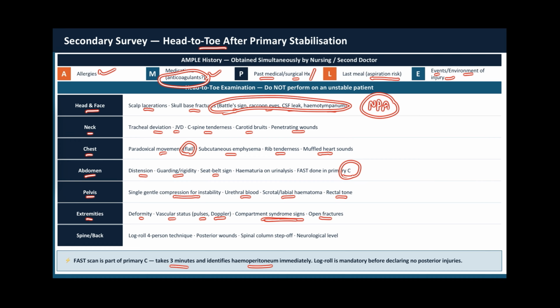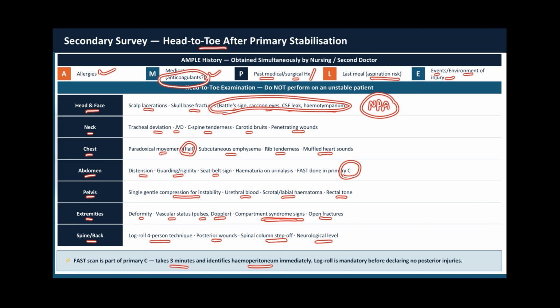When you are assessing the spine, you need to go for the log roll by the 4% technique, controlling the C-spine. Okay, and look for any posterior wounds. Remember, without the log roll, your secondary survey is not finished, and the primary survey is also not finished in the E. Next, in assessing the spinal column, look for step-off, movement, and neurological level at the site of the injury.